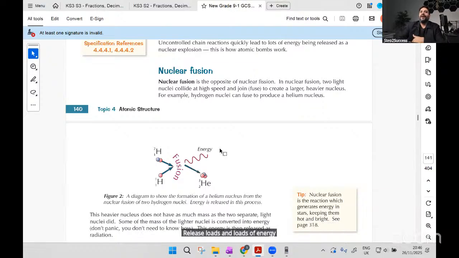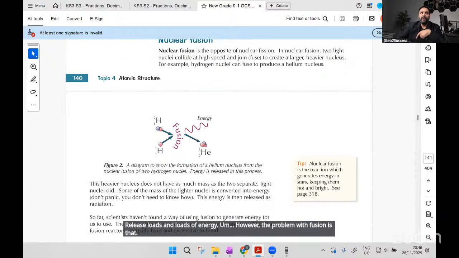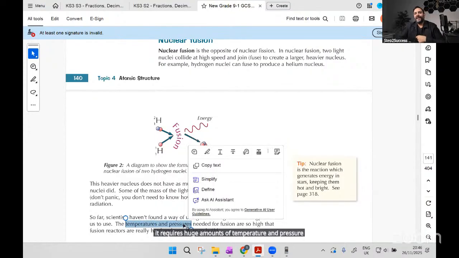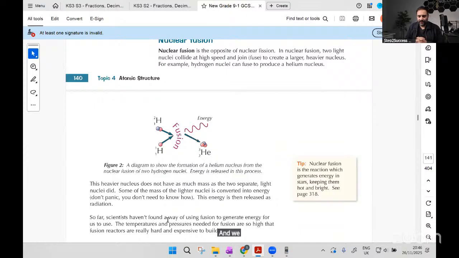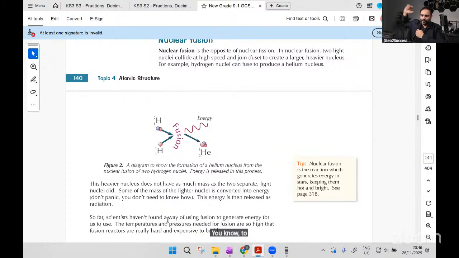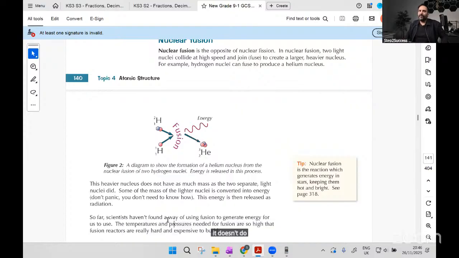However, the problem with fusion is that it requires huge amounts of temperature and pressure for it to actually happen. And we haven't been able to replicate those things on Earth, like that very high temperature or the very high pressure that we need to make this happen and release all of that energy that we could then use to give you electricity or to warm your home or to power your cars or wherever it might be. It doesn't do that because we can't recreate those conditions.